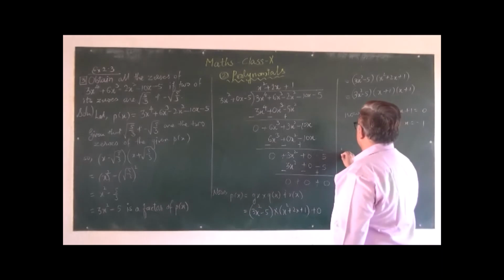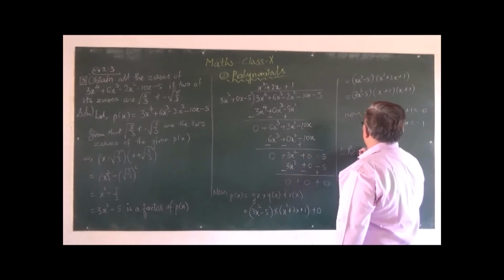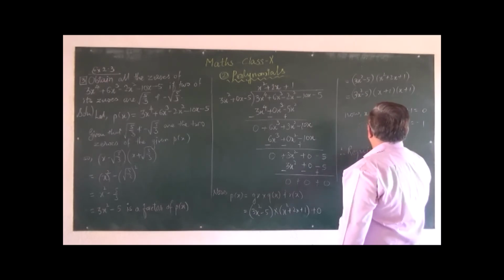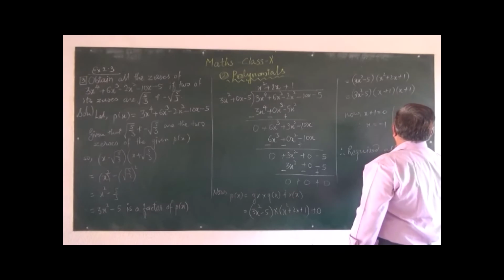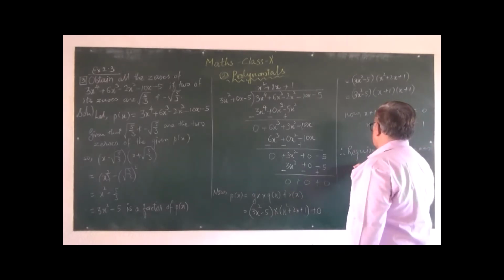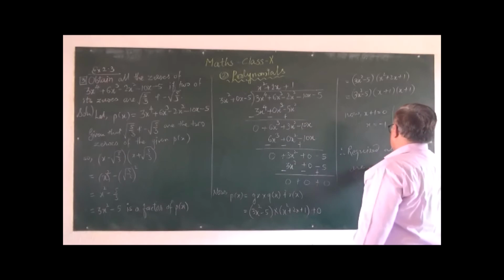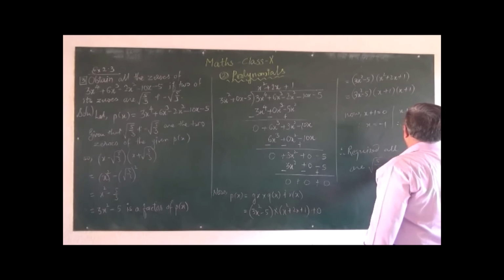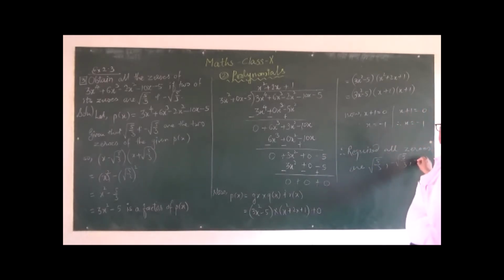So therefore the required zeros are root 5 by 3, minus root 5 by 3, which are given to you, and you have calculated minus 1, minus 1. So 4 zeros. It is a polynomial of degree 4. So 2 are given, and 2 more we have calculated. Okay.